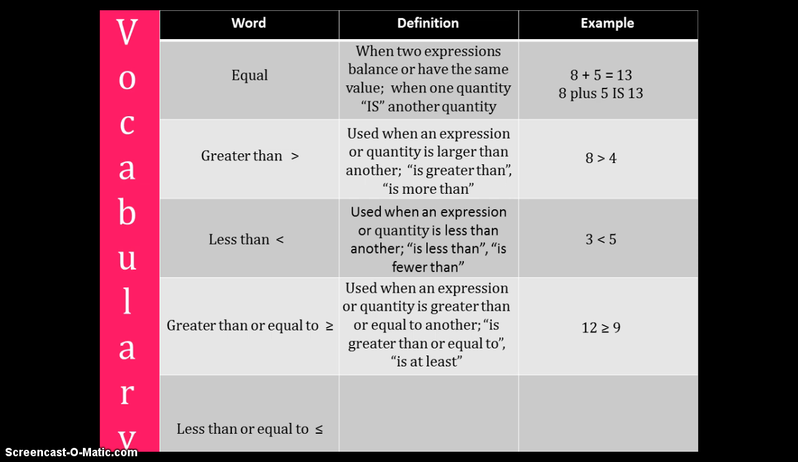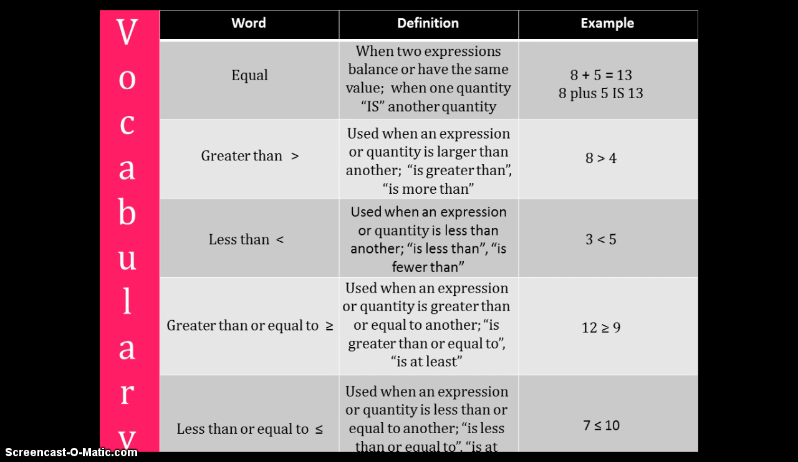Less than or equal to. Again, this would be a less than symbol with a horizontal line underneath it to represent less than or equal to. We use this when an expression or quantity is less than or equal to another. We would again say "is less than or equal to," or we would say "is at most." I know that got cut off for you, so make sure you add in "is at most."